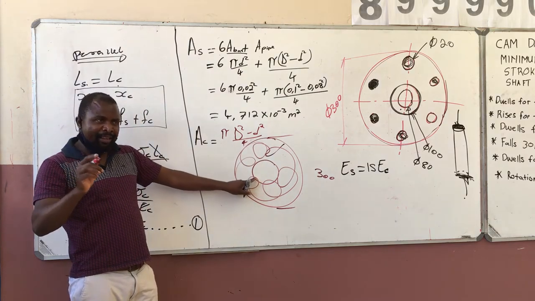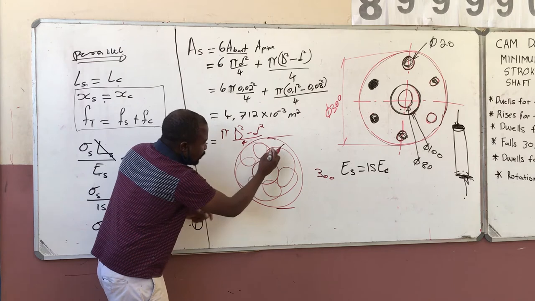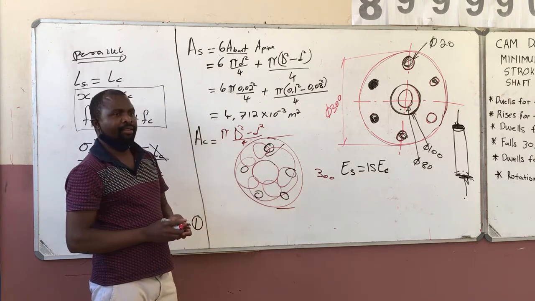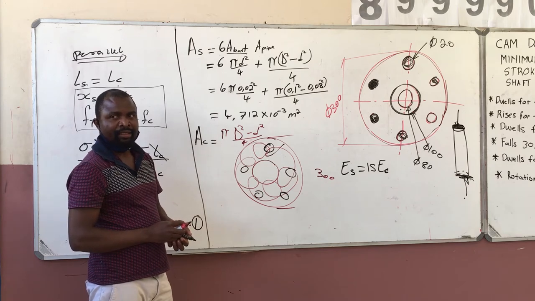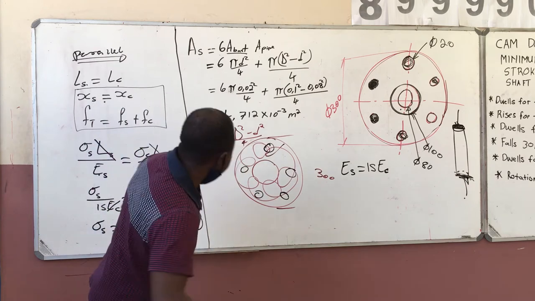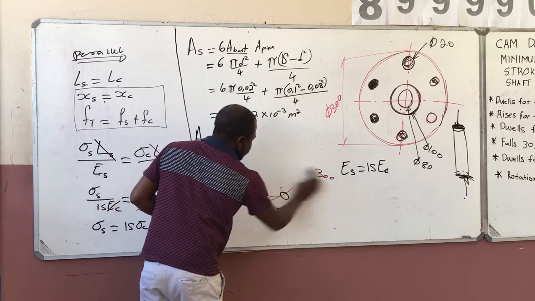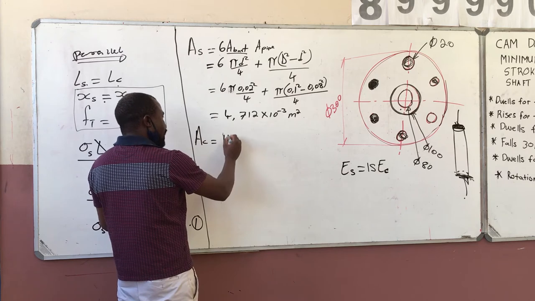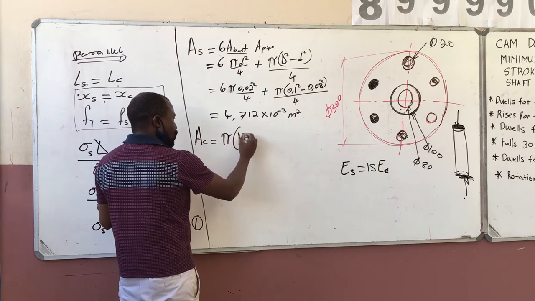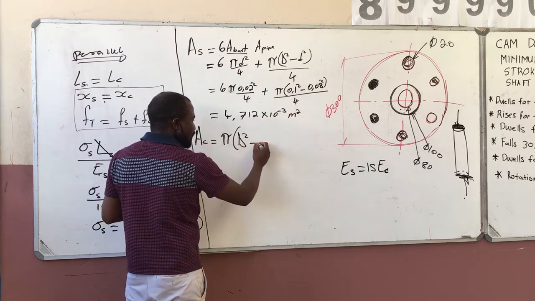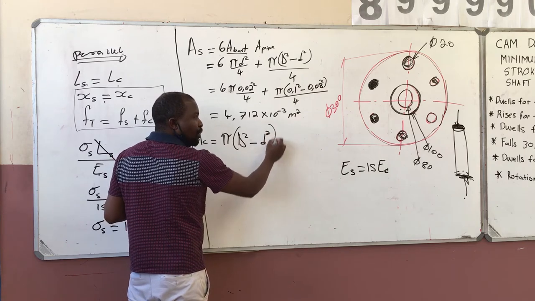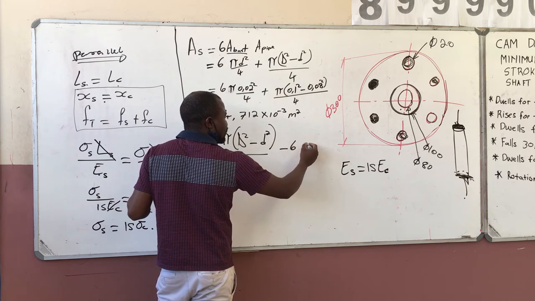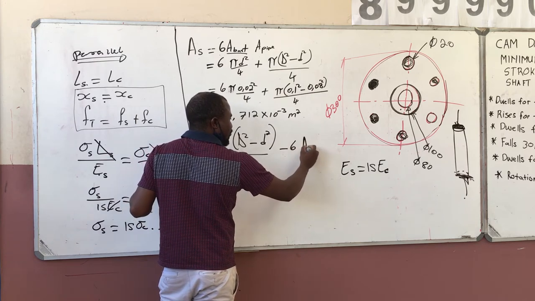But remember, it's not just like this one. We also have other steels here, so we need to subtract the area of those steels as well. I'm not sure if it makes sense. In other words, the area of this concrete will be pi, D squared for the concrete minus small d squared for the concrete, over 4, minus 6 times the area of the round bar.